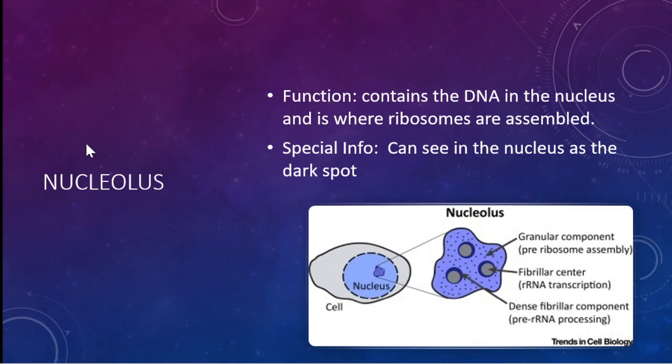The nucleolus, not to be confused with the nucleus. Its function is that it contains the DNA in the nucleus and is where ribosomes are assembled. You can see here, this is a blow up. You have the nucleus, which is in the very center, and then the nucleolus, which is inside the nucleus, and that's where ribosomes are made. We'll talk more about ribosomes, but you can see it in the nucleus as the dark spot. These are in plants and animals.